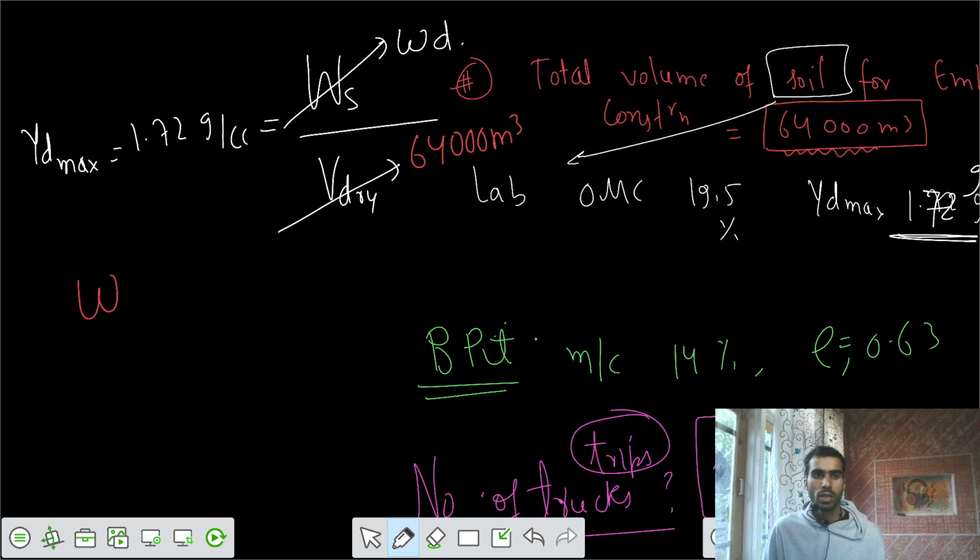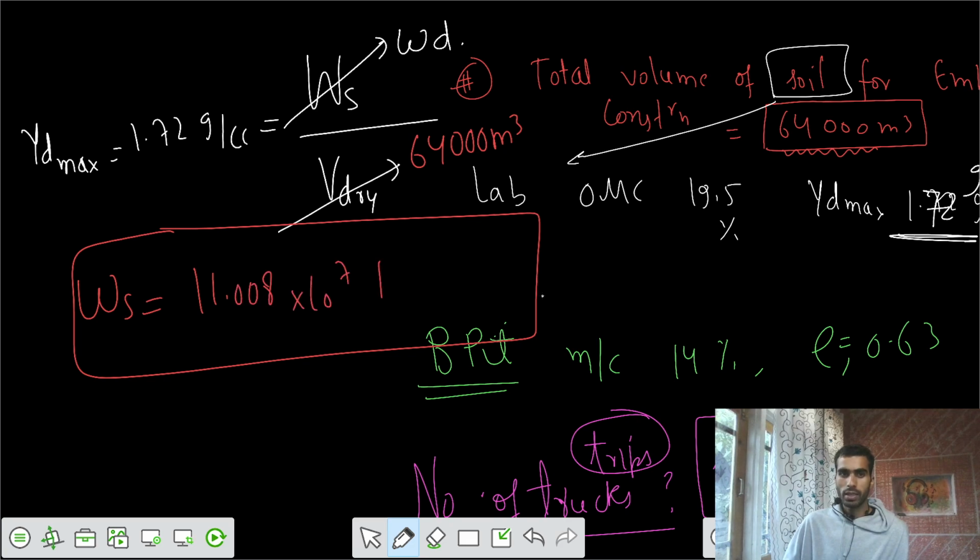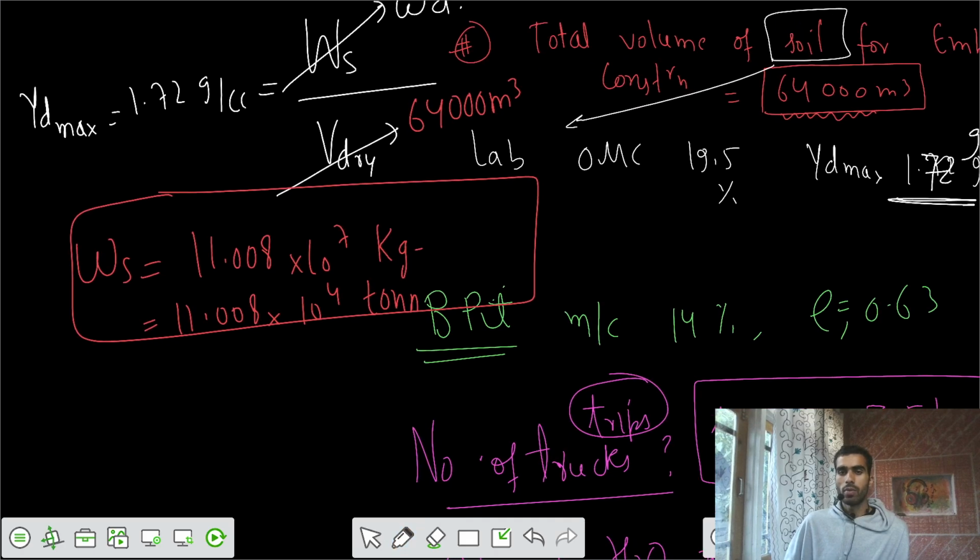So we can say, what is the weight of the solids required? We can solve for the weight of the solids. The weight of the solids comes out to be, in terms of kgs, 11.008 times 10 to the power 7 kgs. That is also 11.008 times 10 to the power 4 tons. This much amount of tons is the weight of the solids required to be taken from the borrow pit.